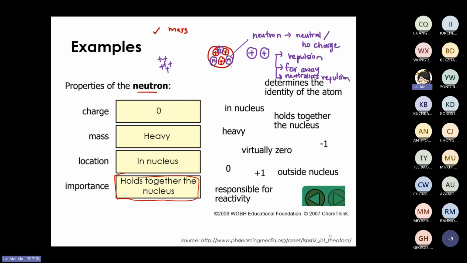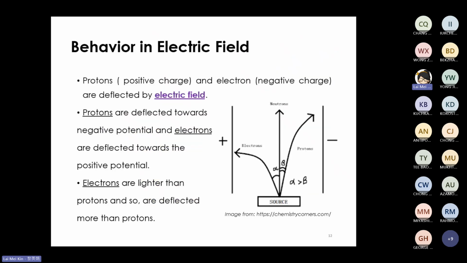Good. Okay, these are all actually just basic recap. Let us go through a few more things before I let you guys have a break. Okay, so next we look at behavior. How do they behave in an electric field? Okay, electric field. What is electric field? What do you have in an electric field? Like in a battery, what do you have? Positive and negative. Okay, you have positive terminal, you have negative terminal.